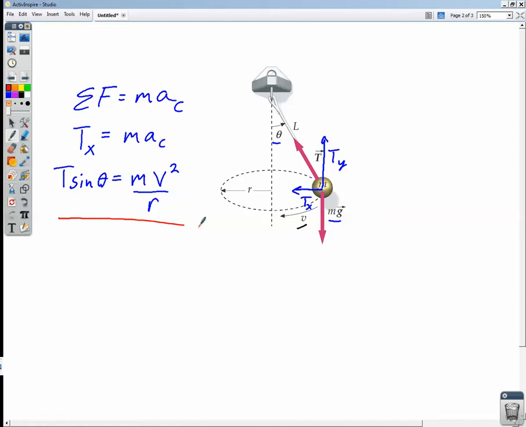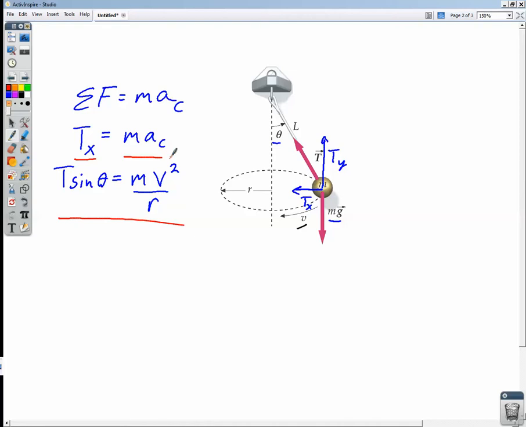If we know the tension in the string and the velocity and the radius, we can solve for what the angle is going to be. We can solve for the velocity, we can solve for the radius. It just depends on what we know in the equation. But the key is that it is that x component of the tension force that is supplying the centripetal force to make this thing go in a circle.